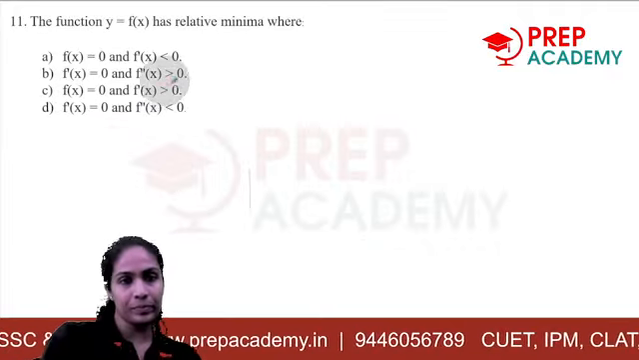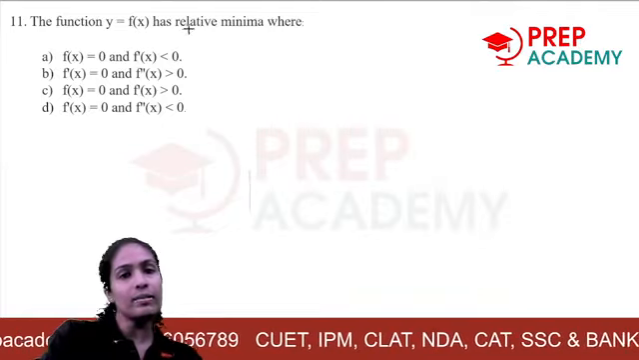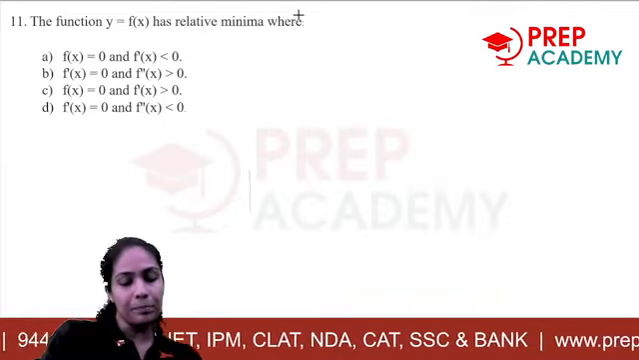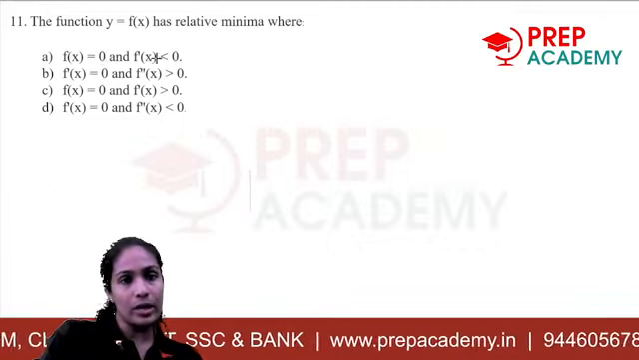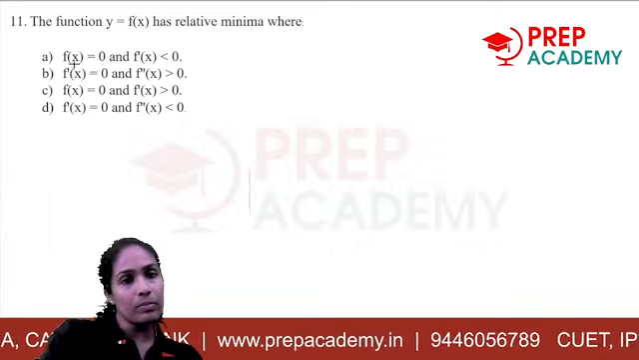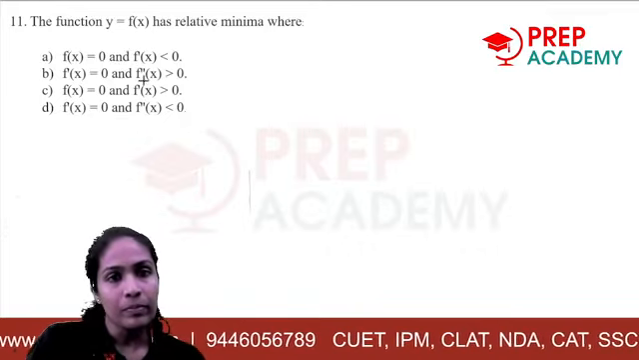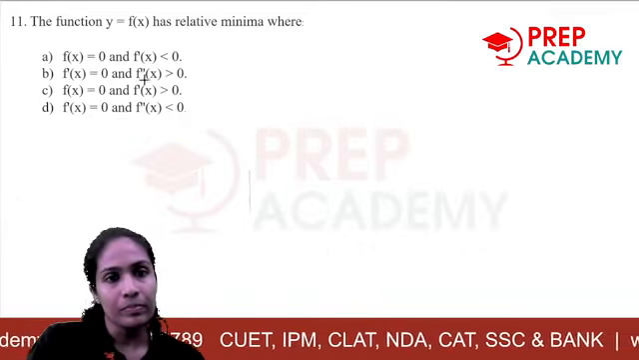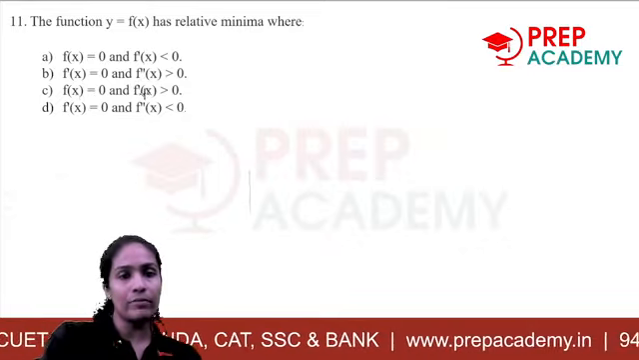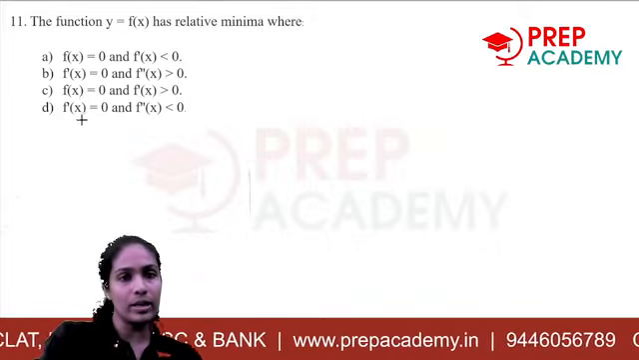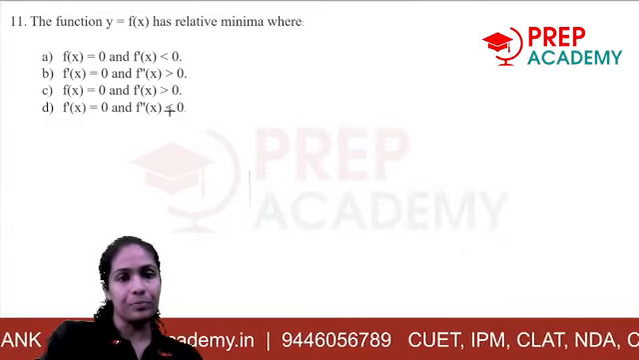Next question. This is also a direct question from the theory part. Function y equal to f of x has relative minima where: option A, f dash of x equal to 0 and f dash of x is less than 0. Option B, f dash of x equal to 0 and f double dash of x is greater than 0. Option C, f dash of x equal to 0 and f dash of x is greater than 0, and option D, f dash of x is equal to 0 and f double dash of x is less than 0.